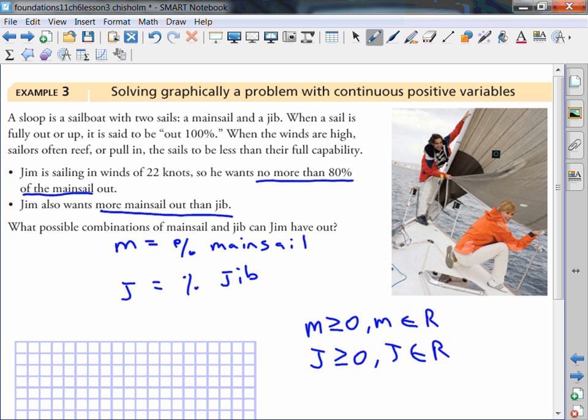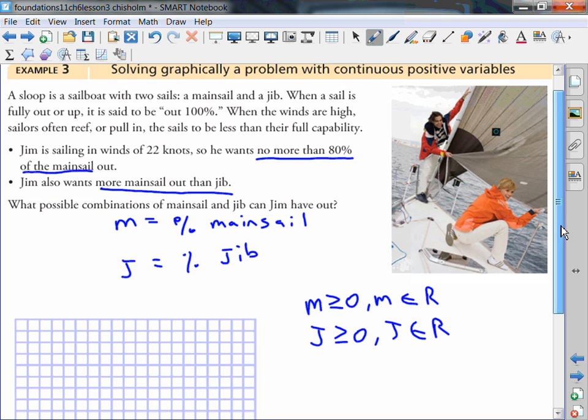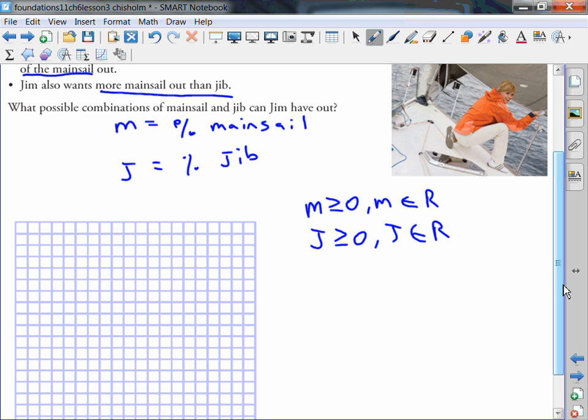Move on now. We can create our inequalities. The first one says no more than 80% of the mainsail is going to be out. So what we can say for that is that M has to be less than or equal to 80. No more than 80%. It can be equal to 80, but it can't be more.